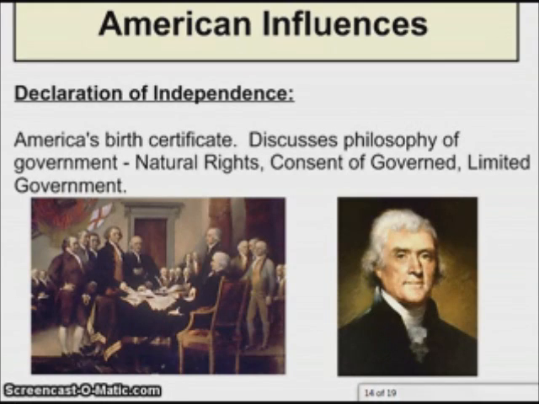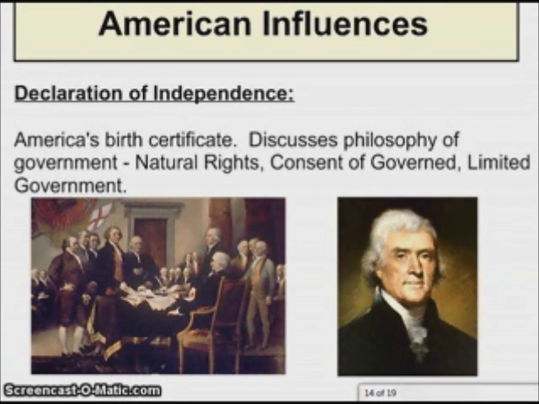But the key idea that comes out of the Declaration of Independence is the idea of natural rights, borrowed from John Locke. That's all of us: life, liberty, pursuit of happiness, or pursuit of property. And we also believe the idea that the government gets its power from the governed, us, the people. That the power is in the people. The citizen is the highest part of our government overall. And by doing this, we limit our government.